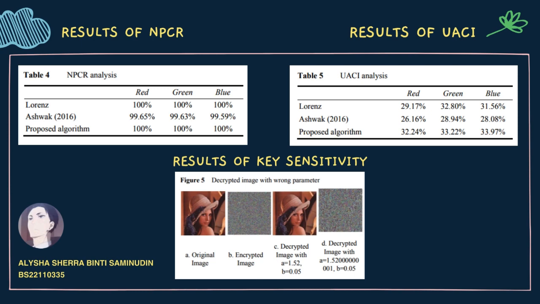Meanwhile in D, with a value of A equals 1.52 plus a tiny difference, and B equals 0.05, the attacker won't be able to decrypt and retrieve the original image, even though there's only a difference of about 0.01 in the value, even if the B value is correct. This shows that a slight change of value will result in failure to retrieve the original image, which is also good because this ensures a degree of security for the proposed scheme against brute force attacks.